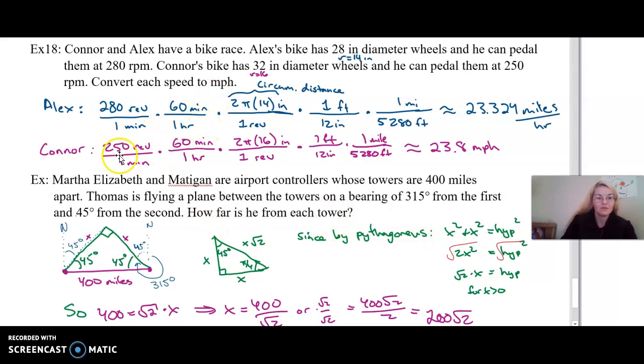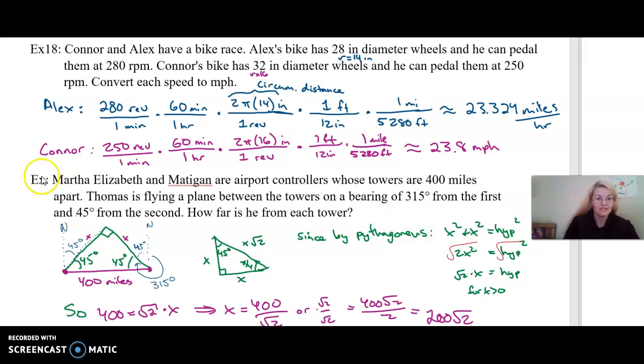And then Connor, similarly, the main difference is here, and that was my son coming in. Anyway, only differences here is 250 revolutions per minute, but he has got larger wheels, right? So the radius is 16, right? 16 inches. Multiply it all out, it's 23.8 miles per hour, right? So even though revolutions per minute, again, is a little smaller because he's on a bigger bike, right? He's actually going a little bit faster.